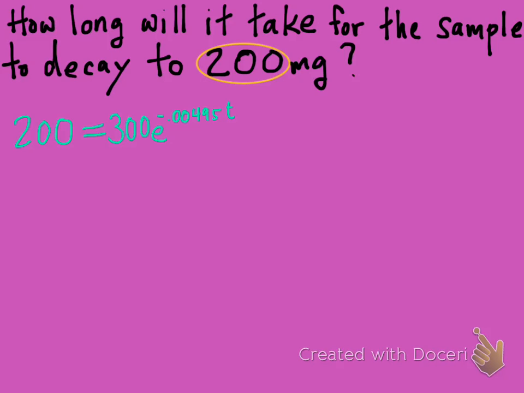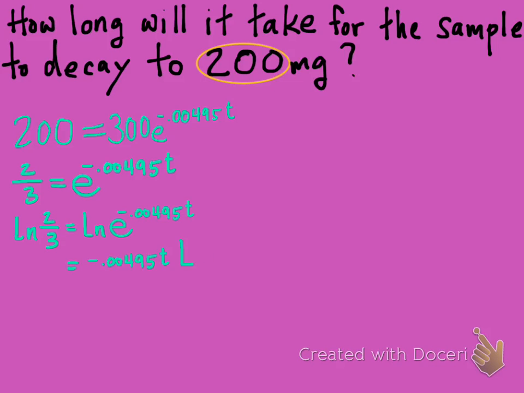The only thing we have to do is replace N of t in the function we just wrote with 200, and now we just solve for t. We do our normal algebraic procedures here, nothing too fancy. We divide by 300, that would be the first thing to do, and you get 2/3 equals e to the negative 0.00495t. Then our special trick here is to take the natural log of both sides.